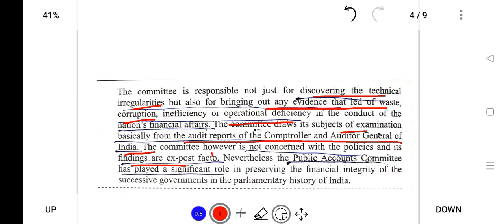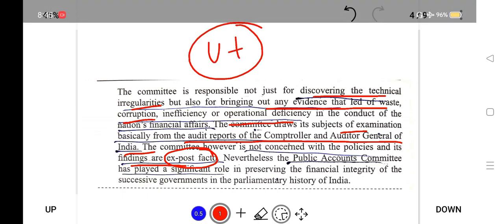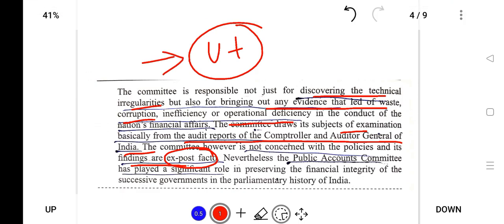That is, what is ex post facto? That is, after the utilization is done, only then will the Public Account Committee question it. Therefore, it is like examining a dead body after it has already died. Nevertheless, the Public Account Committee plays a significant role in preserving the financial integrity of the successive governments in the parliamentary history of India.